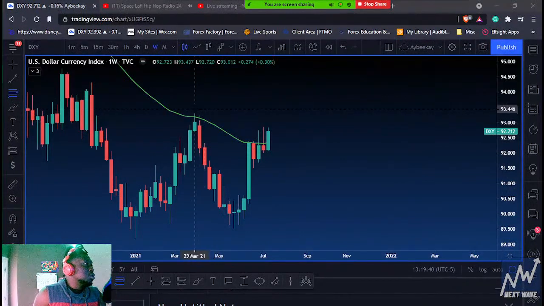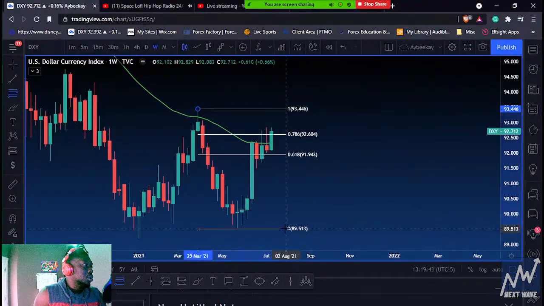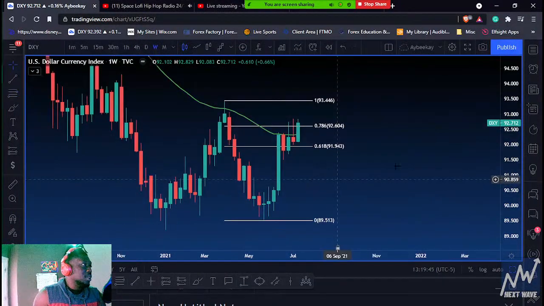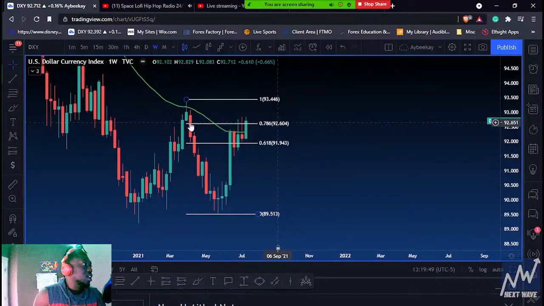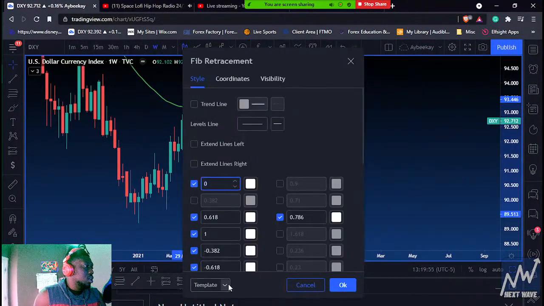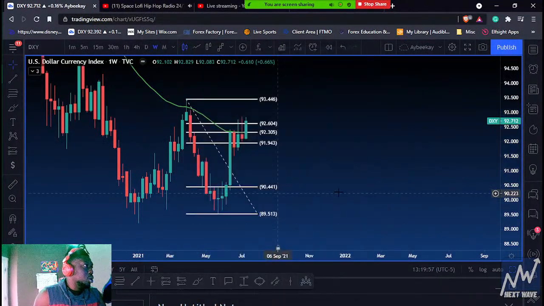So what I'm going to do is throw this fib out, because this is something that I've been interested in looking at. Okay, price can possibly drop down at this sell area. Let me go ahead and switch this over.